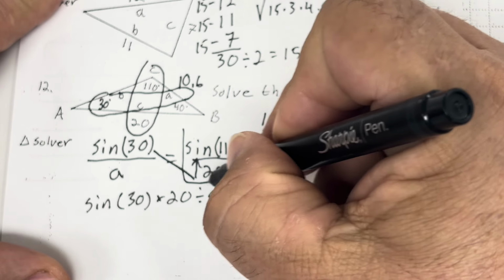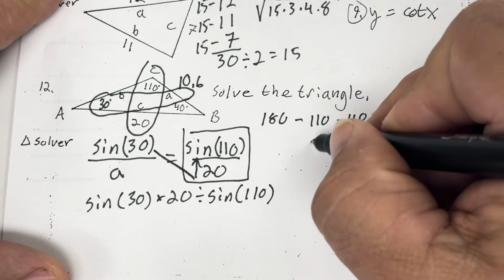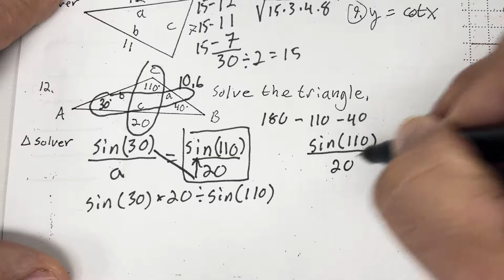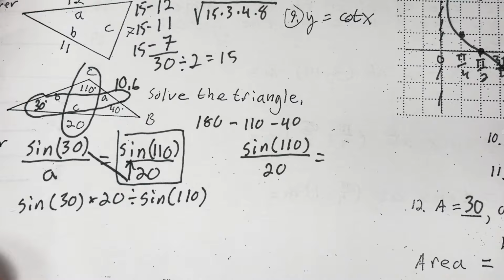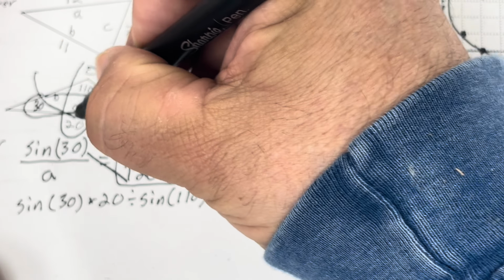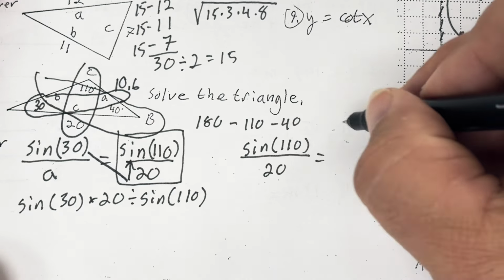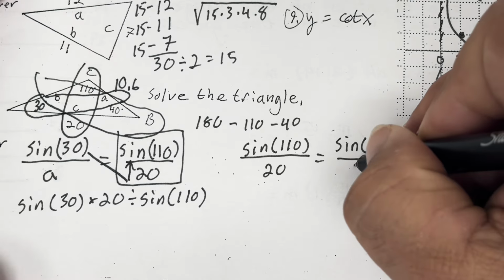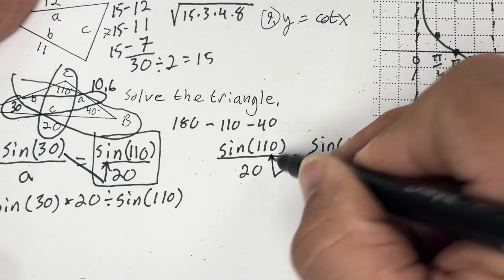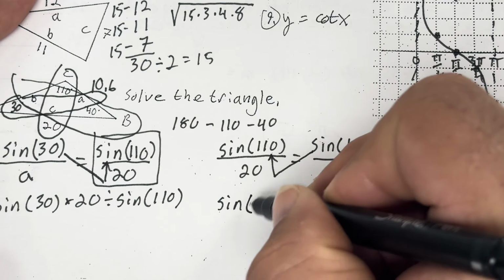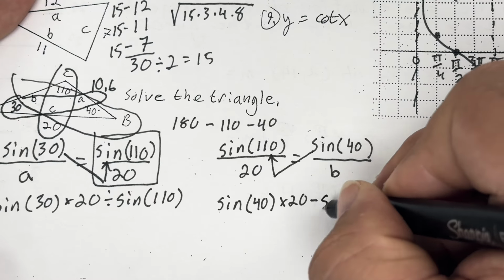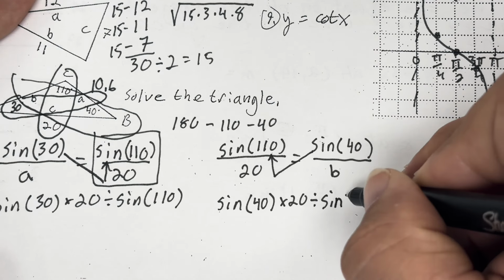So we're going to keep this relationship going here. I'm going to copy that down. Sine of 110 over 20 is equal to, but now I'm going to set up a relationship with side B and angle B. So angle B is 40 over lowercase b. So sine 40 times 20 divided by sine of 110.